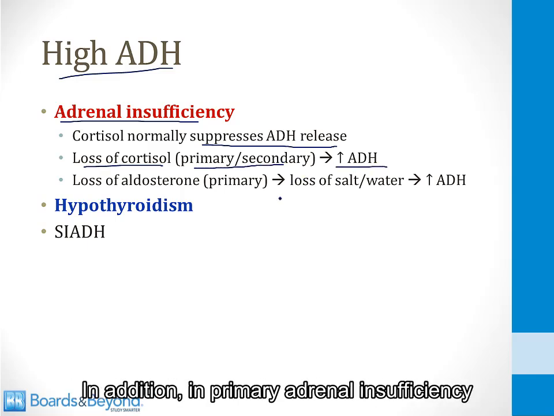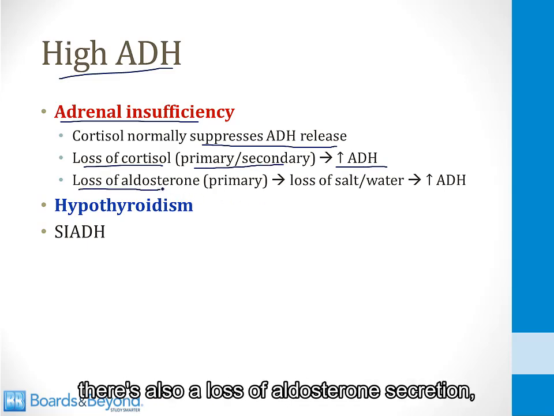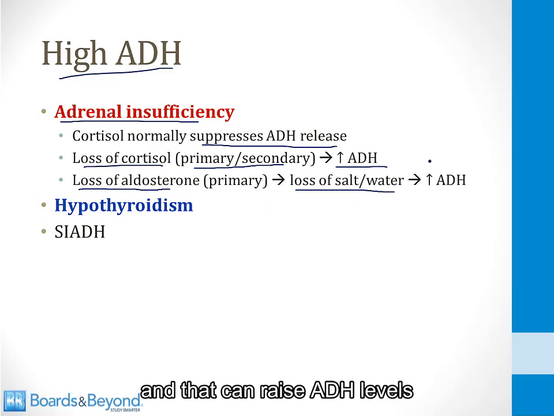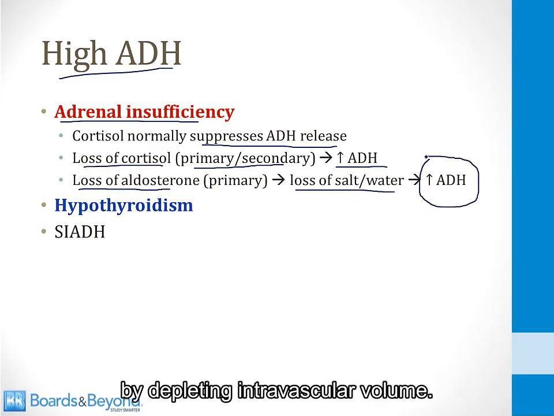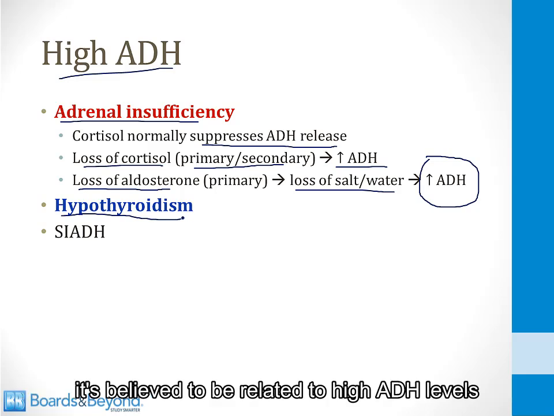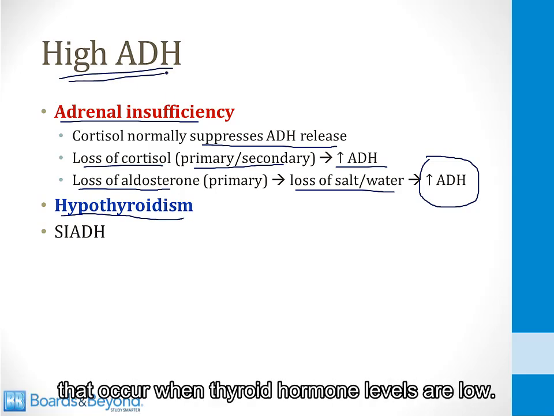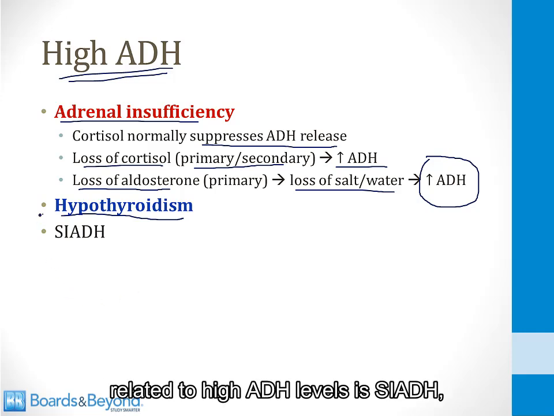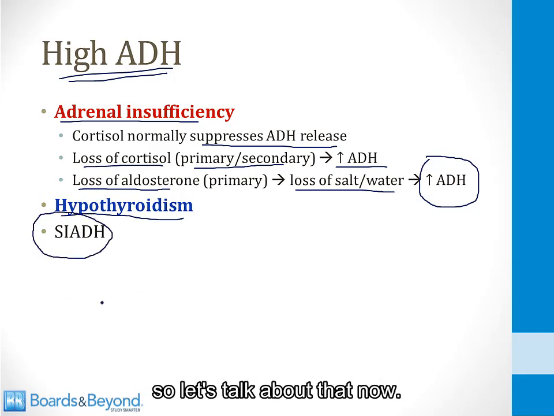In addition, in primary adrenal insufficiency, there's also a loss of aldosterone secretion. This can lead to salt and water loss through the kidneys, and that can raise ADH levels by depleting intravascular volume. Hypothyroidism is also a classic cause of hyponatremia. It's believed to be related to high ADH levels that occur when thyroid hormone levels are low. And then a final cause of hyponatremia related to high ADH levels is SIADH, so let's talk about that now.